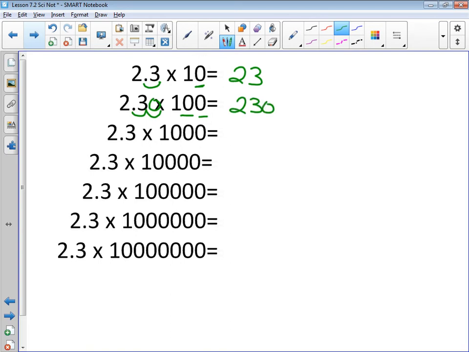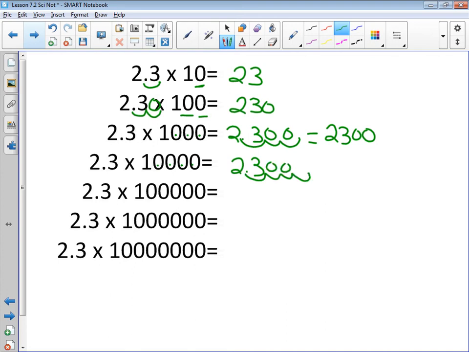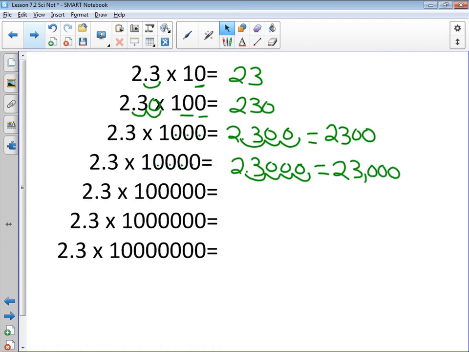2.3 times 1,000, 1, 2, 3 zeros. I move it 1, 2, 3 times, fill the empty spaces with zeros. That's 2,300. One more. 1, 2, 3, 4 zeros. 2.3 times 10,000. I move it 1, 2, 3, 4 times. Fill the empty spaces with zeros. That's 23,000. That's just a trick that you should have already learned a long time ago.